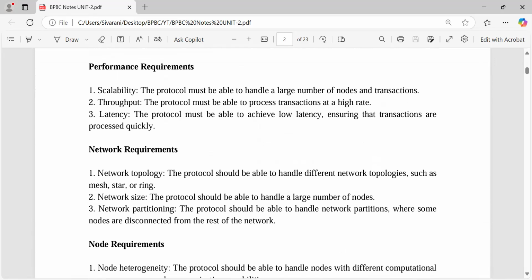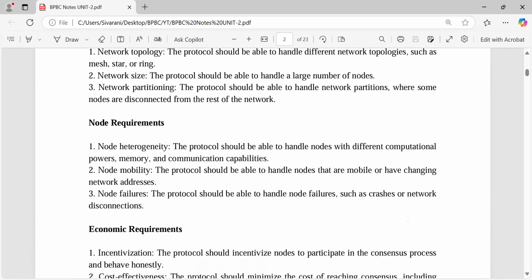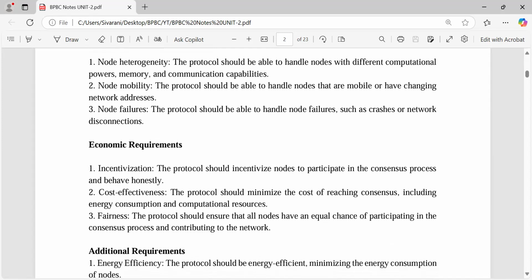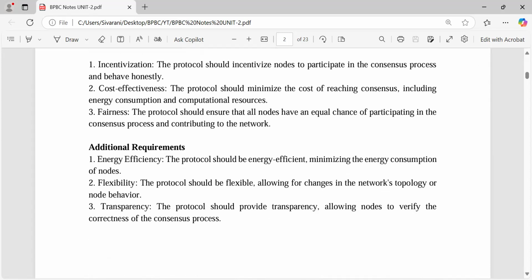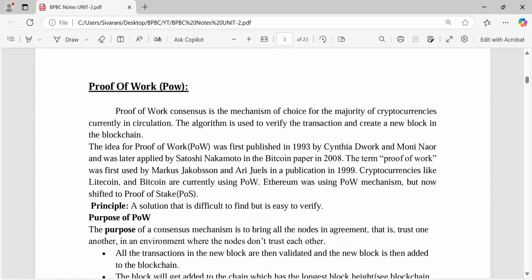In performance requirements: scalability, throughput, latency. In network requirements: network topology, network size, network partitioning. In node requirements: node heterogeneity, node mobility, node failures. In economic requirements: incentivization, cost effectiveness, fairness. Additional requirements: energy efficiency, flexibility, and transparency.